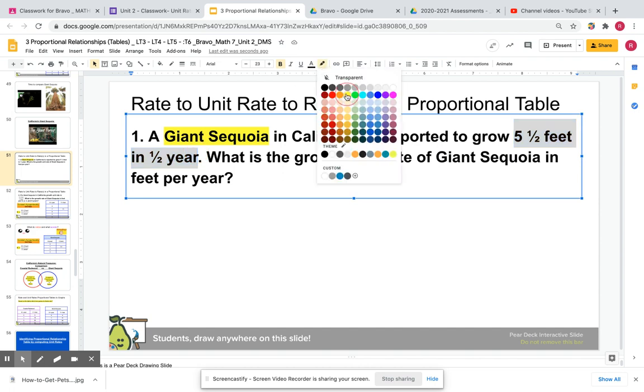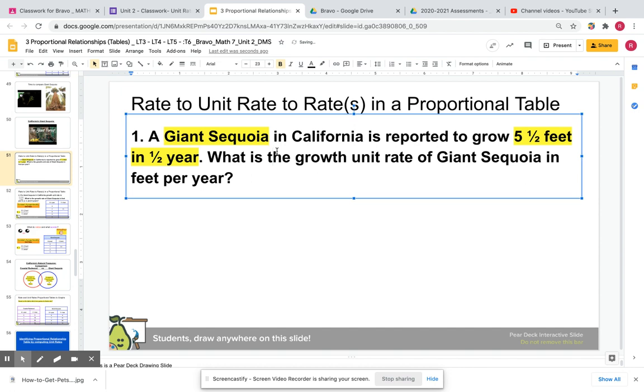Great. Now my next question to you is, what is the question asking you to find? If you need to reread it, go ahead and reread it. Okay, go ahead and respond. What is the question asking you to find? Great. I hope you were able to tell me that it's asking you to find the growth unit rate, or basically the constant of proportionality, the letter K, for feet per 1 year. That's what it's asking you to find.